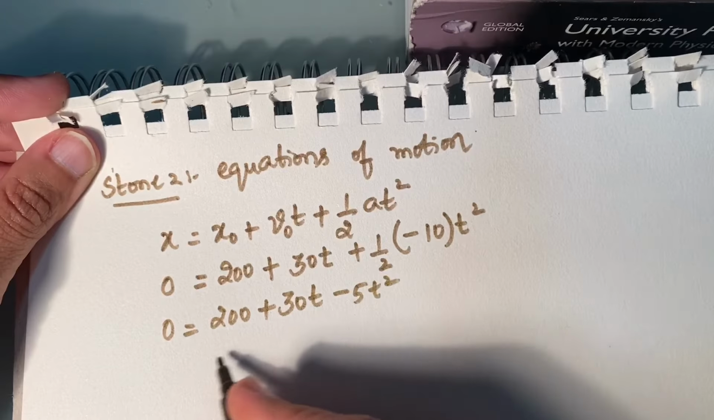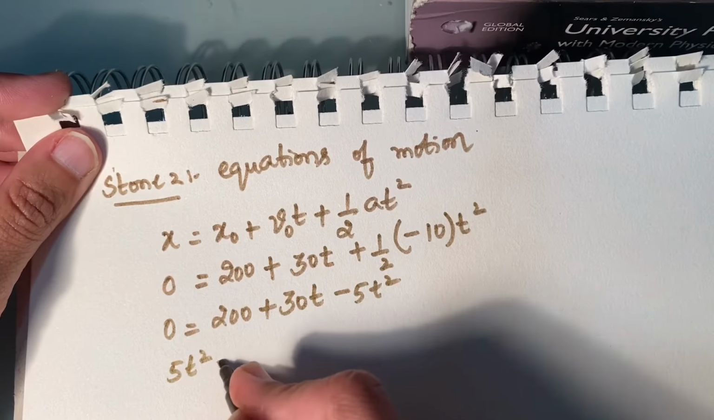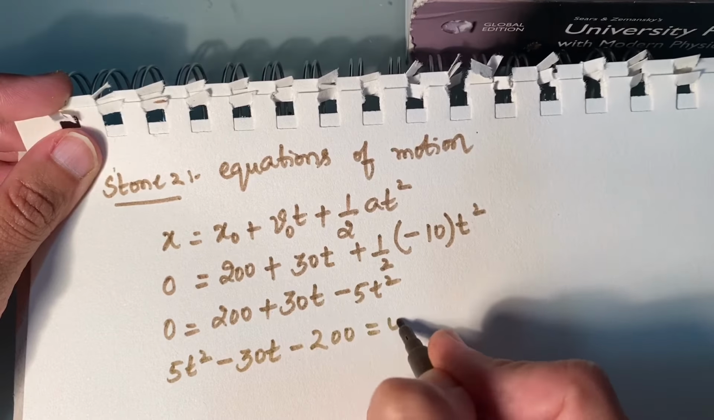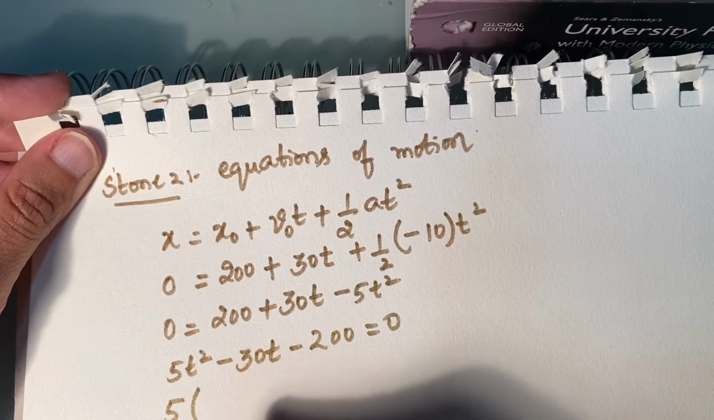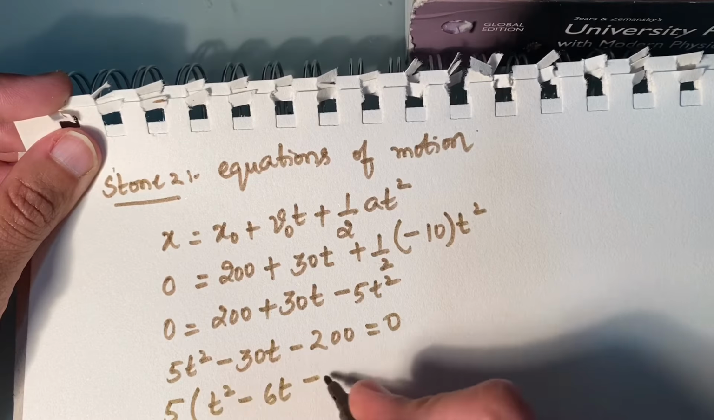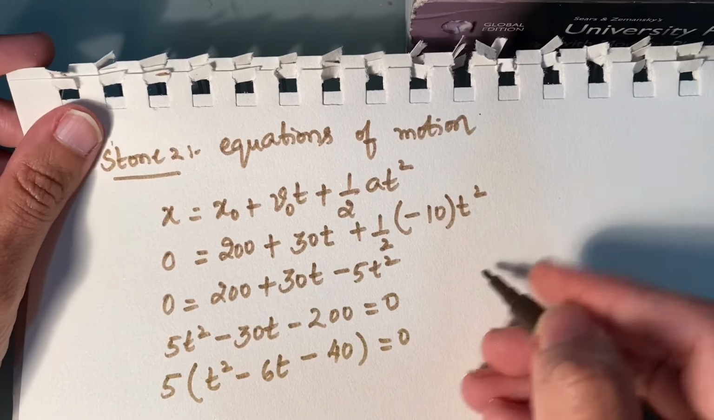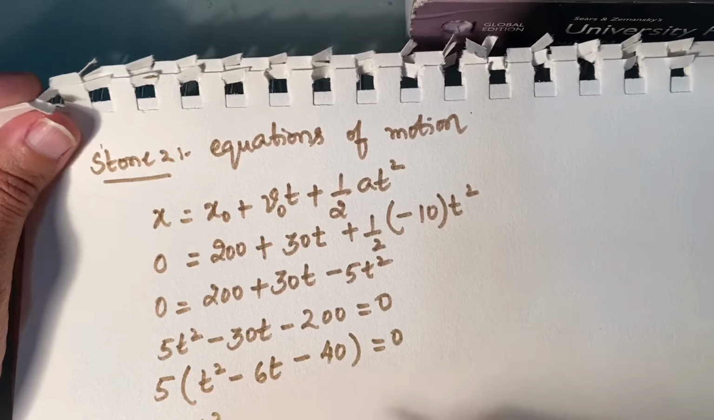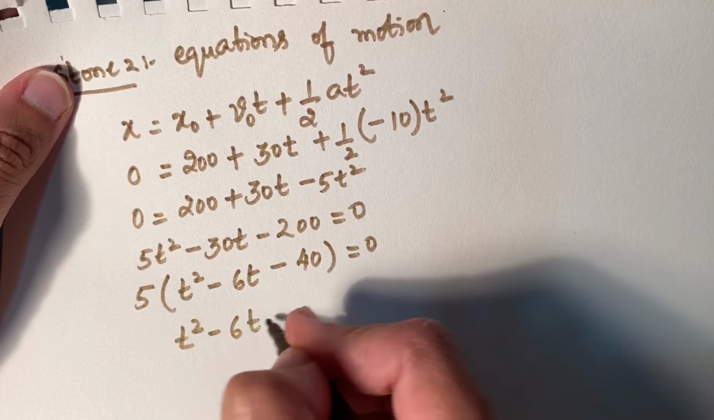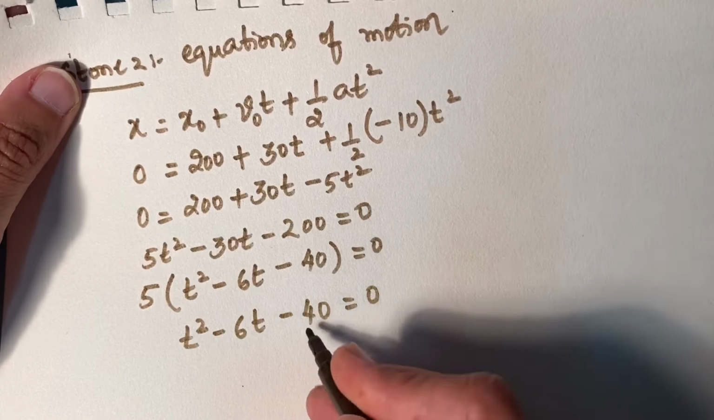Now you bring it on this side, so all the signs get reversed. This becomes plus 5t square minus 30t minus 200 is equal to 0. I will take 5 common, so I get t square minus 6t minus 40 is equal to 0. 0 divided by 5 will be 0. So I have to factorize.